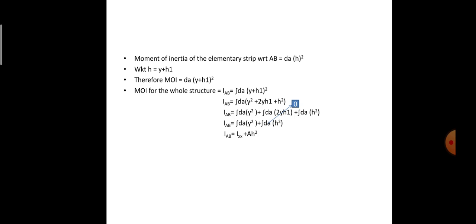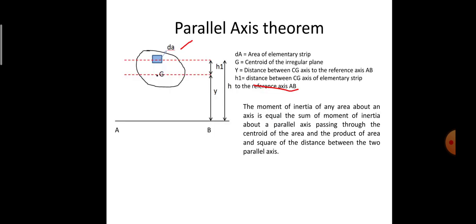So for an easy solution, I have decided to determine the moment of inertia for the elementary strip first with reference to the reference axis AB, and then it would be easy enough to solve for the overall section as a whole. So here, as I said, the moment of inertia of the elementary strip with reference to the reference axis is equal to area into the square of the perpendicular distance.